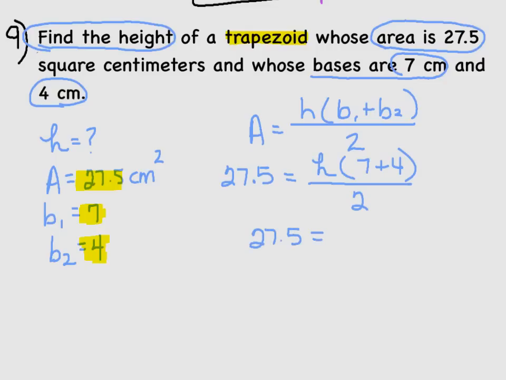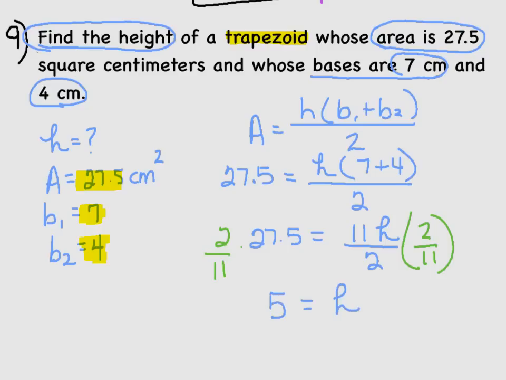Let's simplify a little bit. 27.5 is equal to 7 plus 4, which is 11, times h, is 11h over 2. In order to solve, all I need to do is multiply both sides by 2 over 11. And when you multiply, 5 equals h. So the height of my trapezoid is 5 centimeters. Notice it's not a measure of area. We're just measuring the height, so it's not in centimeters squared.